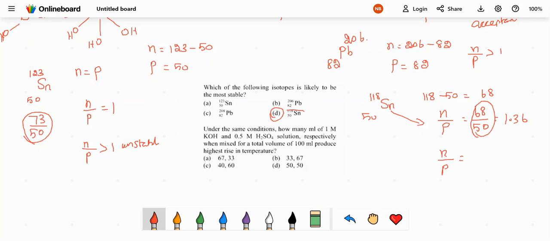124 divided by 82 is 1.5. So the ratio for this one will be 1.5, which is higher. We are having the higher value of n by p ratio than the Sn-118 isotope. So this will be the answer.